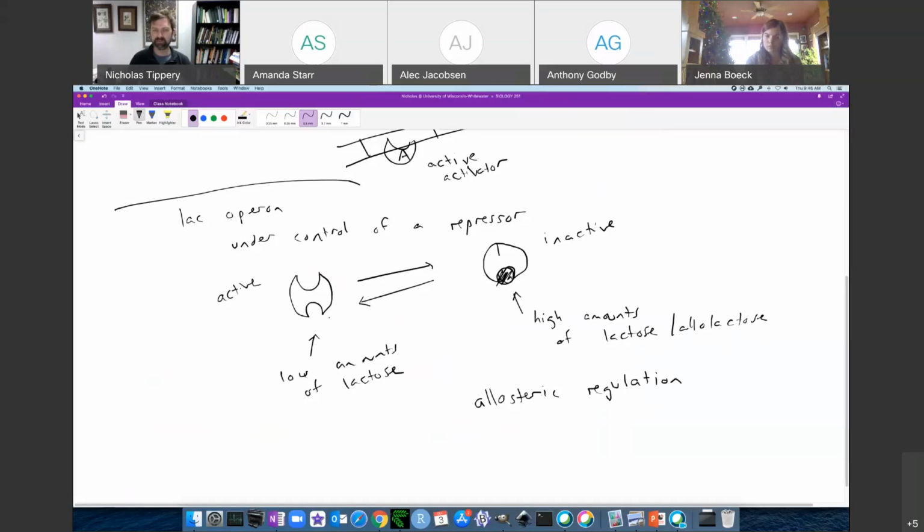So the repressor is really the thing that responds to the low amounts, high amounts, or presence or absence of lactose. So kind of a chain reaction, right? High amounts of lactose affect the repressor, prevent it from repressing, and that turns transcription on.